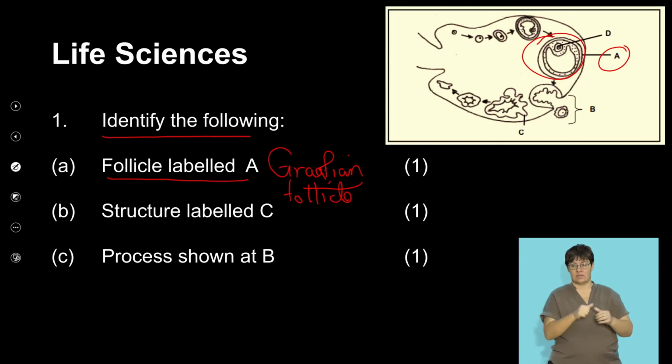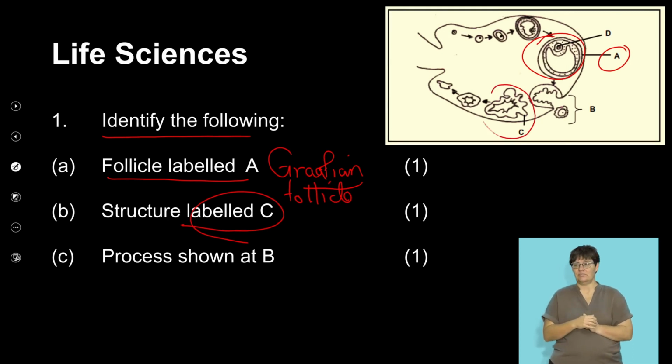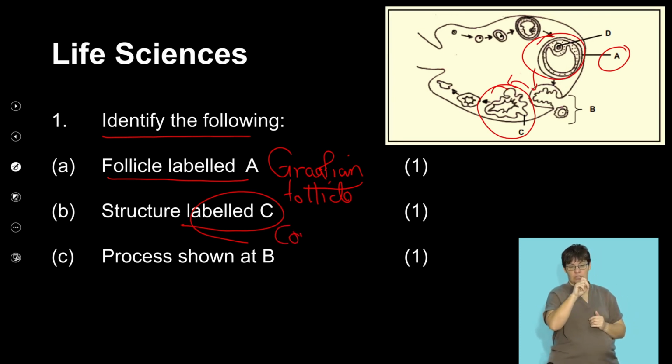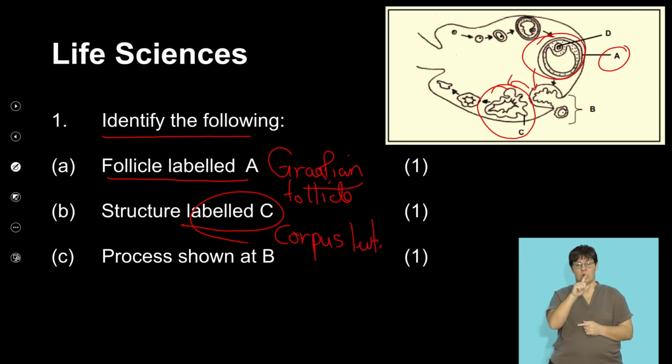Okay. The next question is identify structure labeled C. And if we go to C, C is indicated right here, and structure C is essentially what happens to the Graafian follicle after ovulation: it forms the corpus luteum. So that would be a dead follicle called the corpus luteum, and we can clearly see that there. And its function is linked to the production of progesterone from the ovary after ovulation.